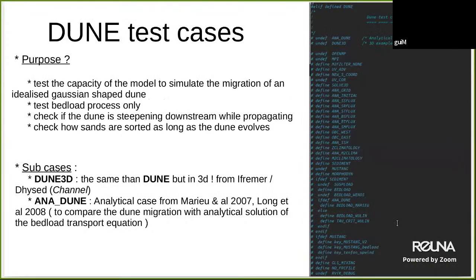So okay, I go quickly. I will begin with the Dune test cases. I will try to do it step by step, like a beginner. On the right, you have the CPP file here for the Dune test case, with also subcases here called AnaDune and Dune 3D. The purpose here is to test the capacity of the model to simulate well the migration of a dune. Here we have a bedload process only.